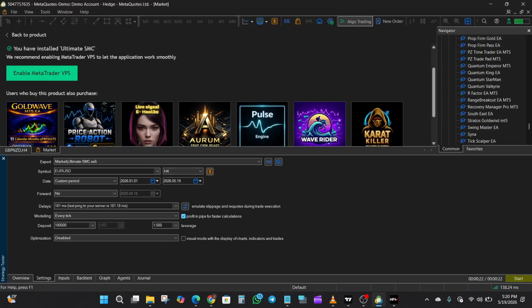So overall, the Ultimate SMC EA for MT5 is positioned as a structured smart money concept automation tool designed for traders who already understand SMC trading and want a system that helps execute and manage those ideas more efficiently.